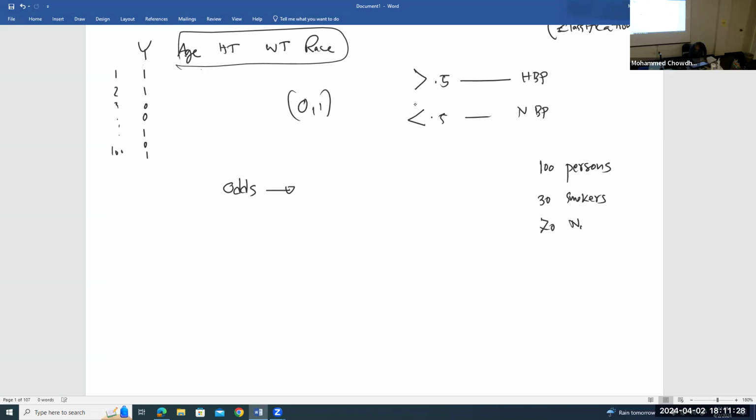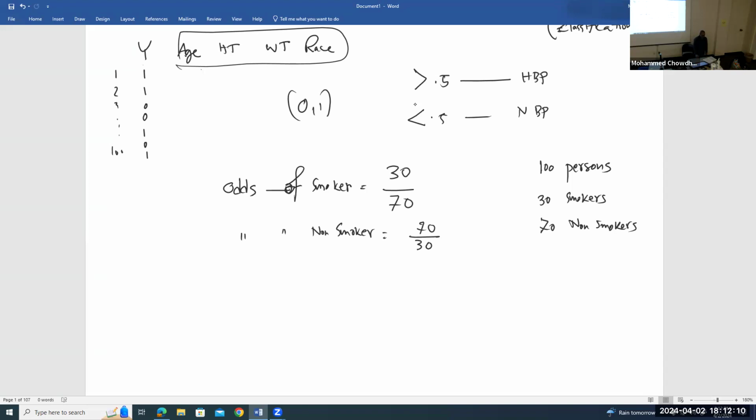70 is non-smokers. Okay. So odds of smoker equal to what? Odds of smoker equal to 30 over 70. This is the definition. Odds of smoker. Clear? Odds of non-smoker equal to what? 70 over 30. Clear, right?